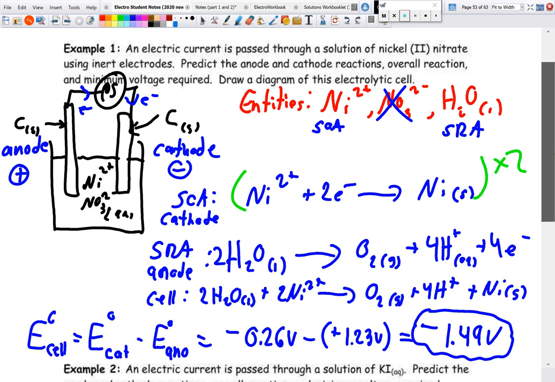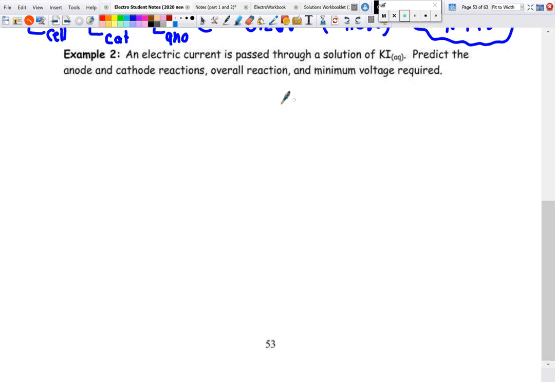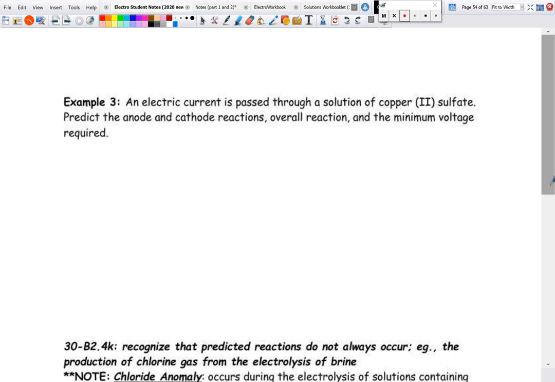All right. Now for the next one, an electric current is passed through a solution of potassium iodide. Predict the anode and cathode reactions, overall reaction, minimum voltage required. So this one right here, if you want to actually see how it looks, please go to the PDF up on Google Classroom, because I think I have that drawn out and everything. But I just want to jump ahead because drawing these isn't really much different than the other ones.